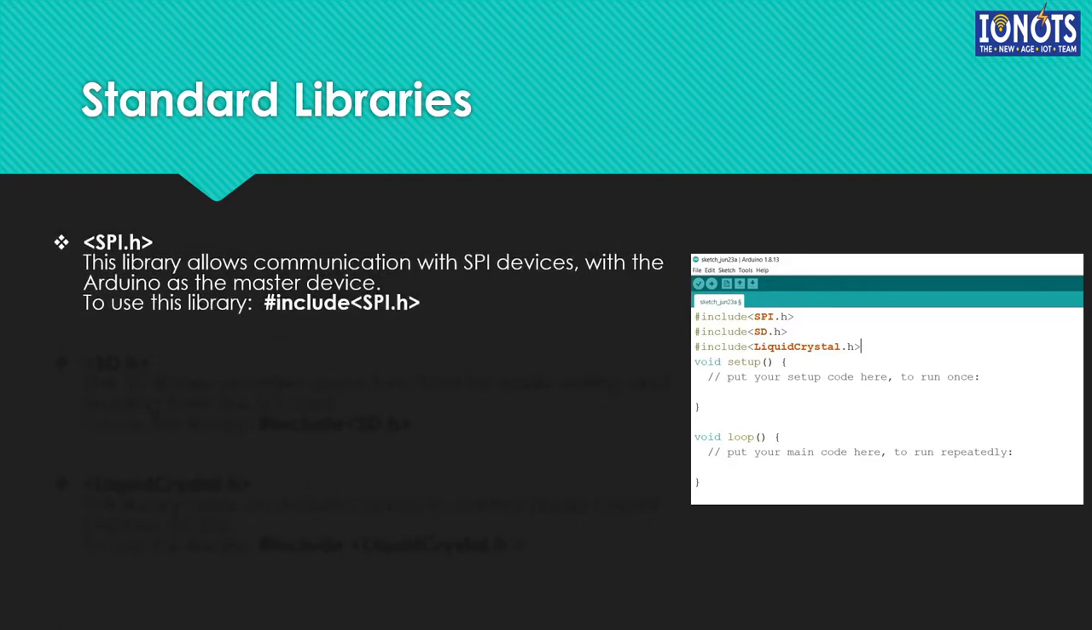Number one is the SPI.h library. This library allows us to set up communication with SPI devices, where SPI stands for Serial Peripheral Interface. We'll talk about what exactly we mean by SPI and what the SPI devices are in module number 4. But for now, we need to understand that SPI.h is the library which allows us to set up communication with SPI devices. The general syntax of including a library is #include, the less than symbol, the name of the library, and then the greater than symbol.